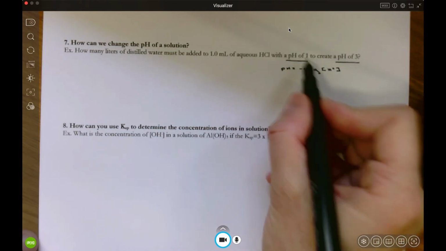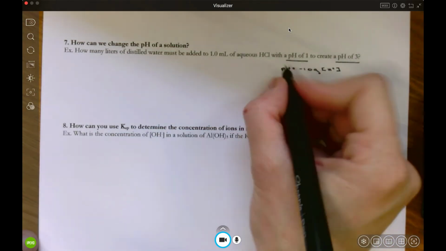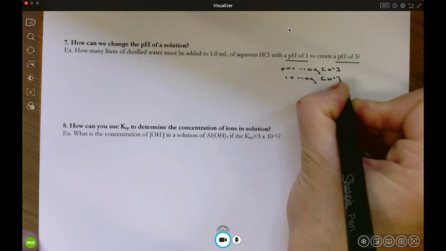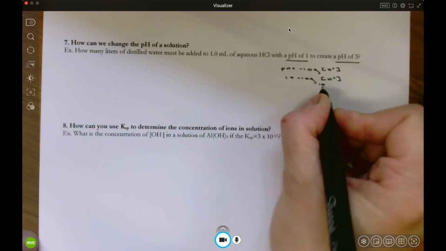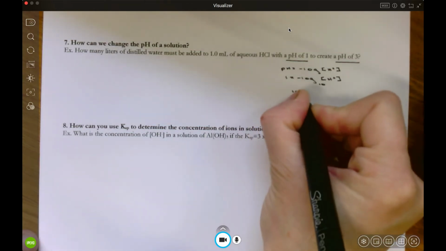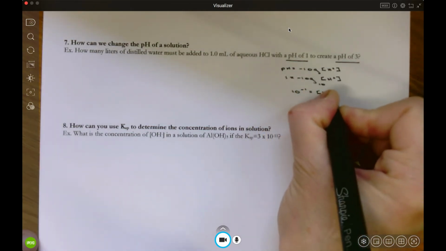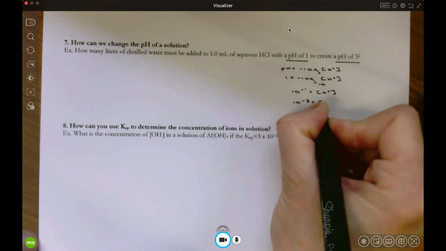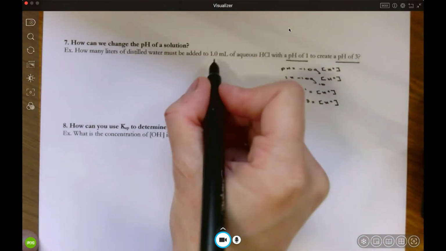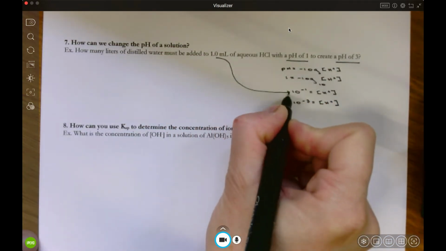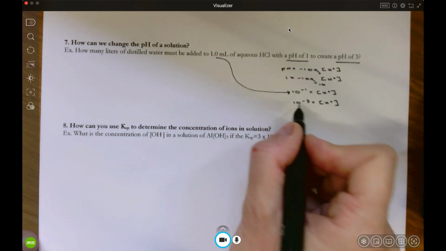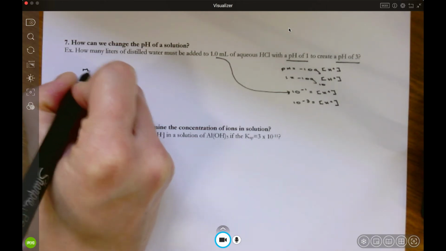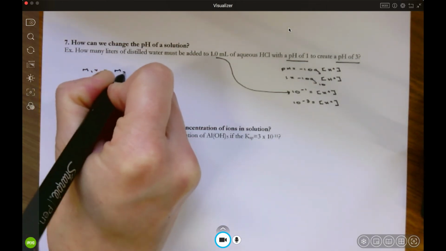Okay? So to figure out what the concentration of a pH of 1 would be, remember this is base 10. So it's going to be 10 raised to the negative first is my concentration, right? Which means for a pH of 3, my concentration is 10 to the negative third. So since I know the volume of that guy, I want to figure out how I would create a solution that has a lower concentration. So because I'm diluting, yes, I get to use M1V1 equals M2V2.